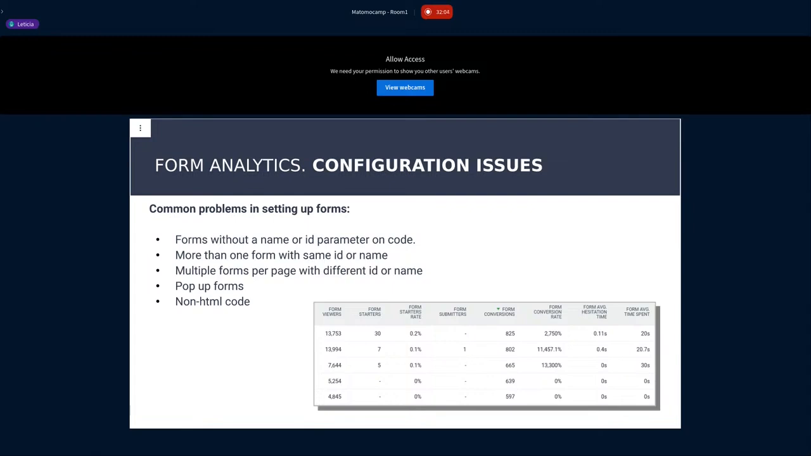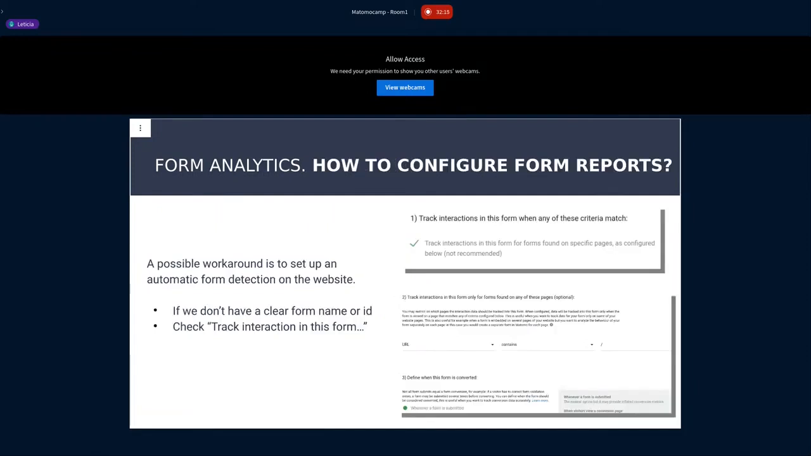This can be solved technically, but maybe we have restricted access to make modifications on the page. And in this case, we recommend, if it's not possible to obtain the name or the ID of the form, another method that is to indicate the page where the form is located, so that it can automatically detect all the forms that there are on the page. Of course, this method is not accurate when we have more than one form on the same page, okay? Because it's going to measure all the forms together. But this is an alternative when we don't have the name or the ID.